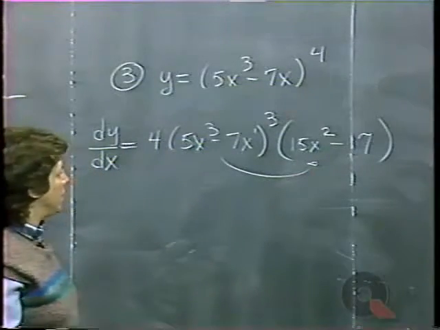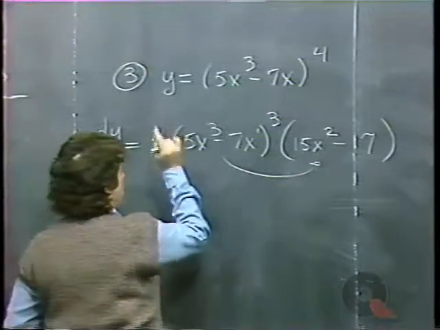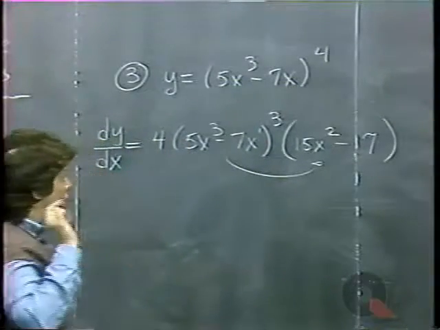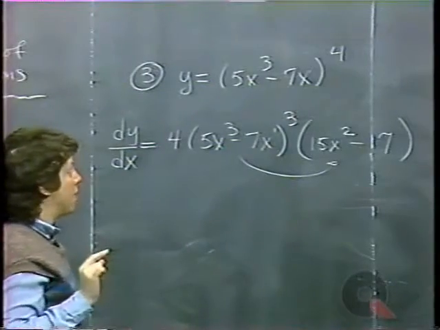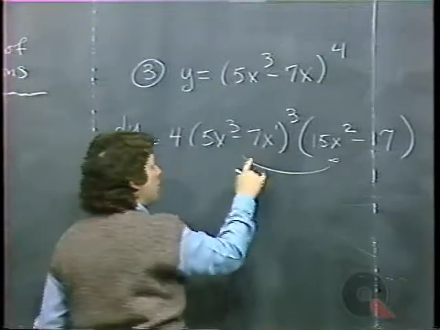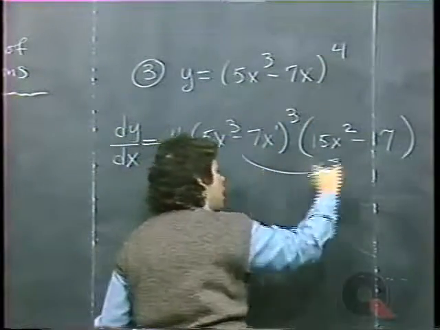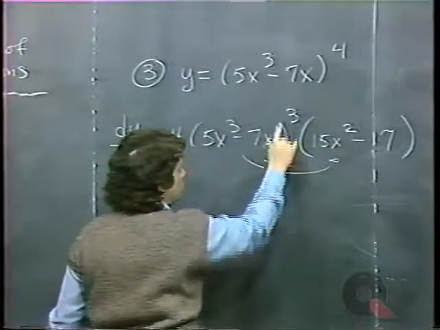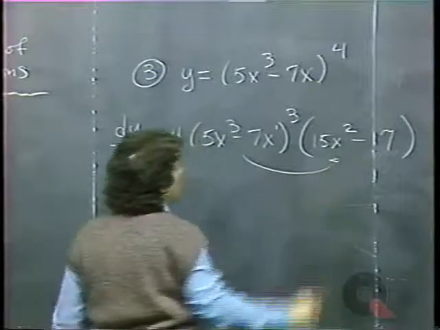A common mistake that people make is they put the power times the derivative to the 1 less power, but that's not what the 4th rule said. This is not what the power rule said. It says power times the function to the 1 less power times the derivative of the function.